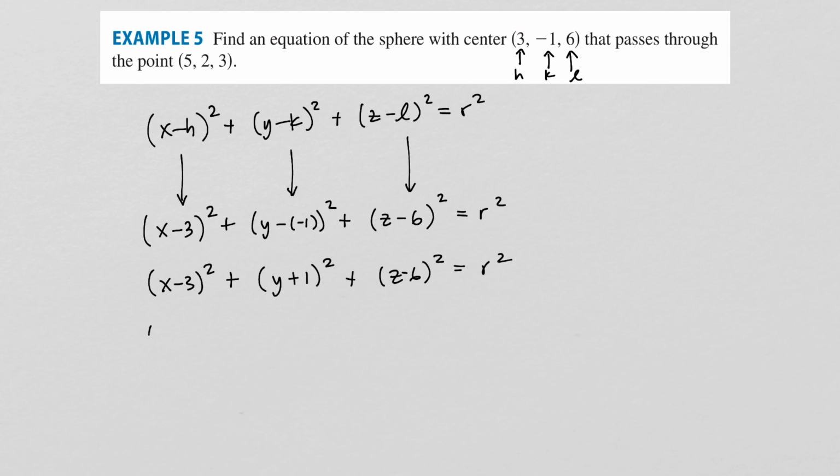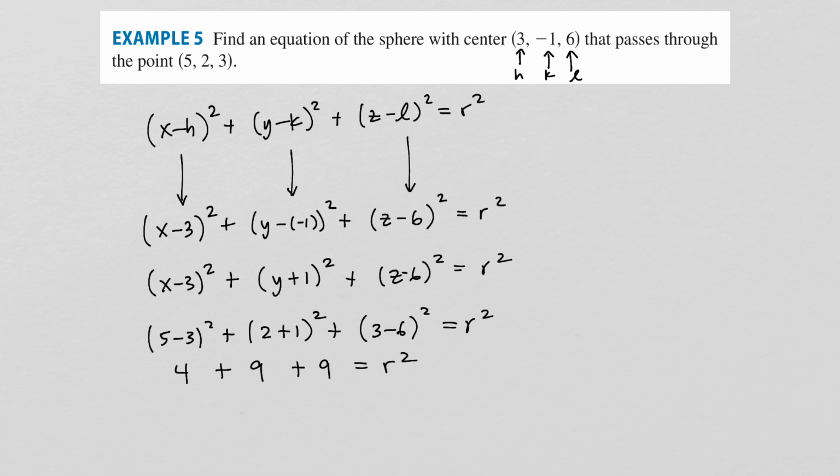So if I plug that in, I'm going to get (5 take away 3) squared plus (2 plus 1) squared plus (3 take away 6) squared is equal to r squared. If I do the math here, this becomes 4 plus 9 plus 9 is equal to r squared. And this is 22 equals r squared.